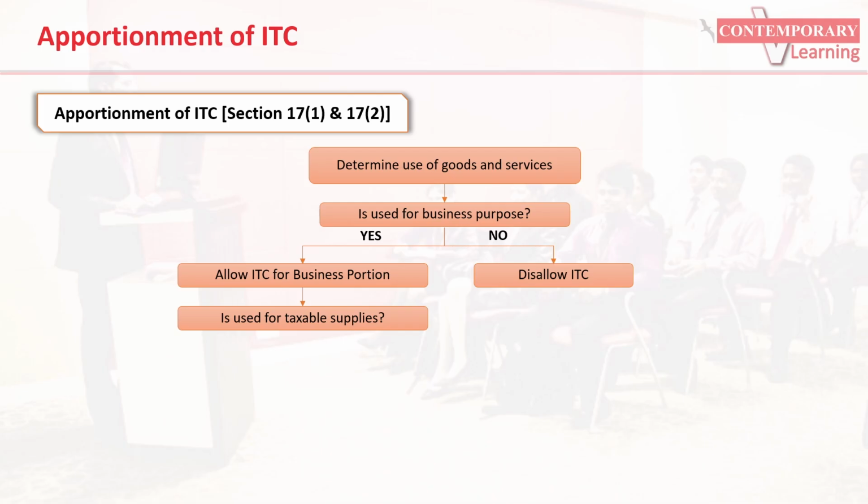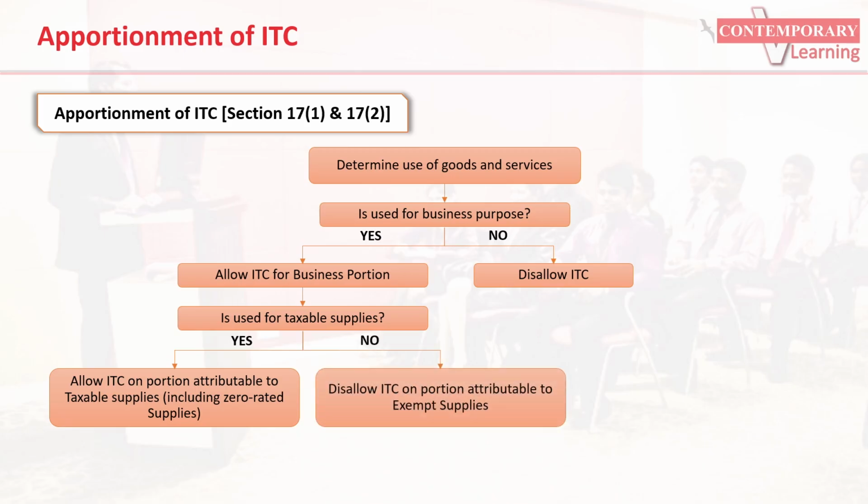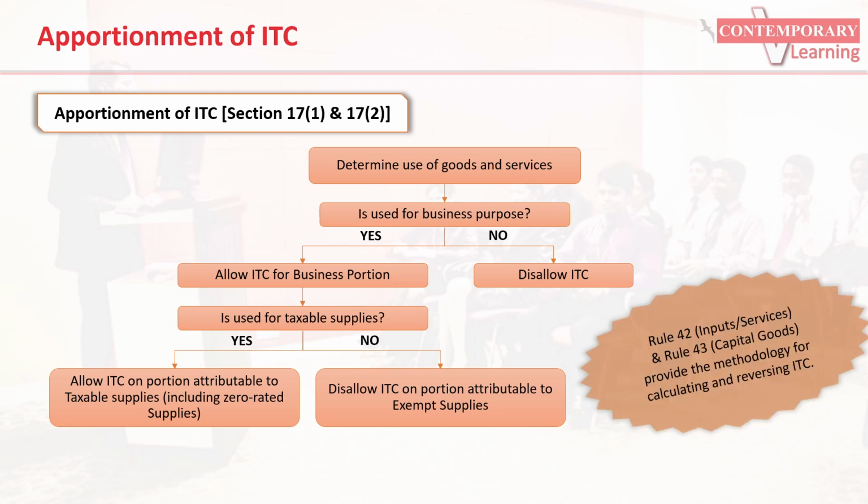Simple enough. However, the complexity arises when your business has mixed supplies, both taxable and exempt. In such cases, you need to apportion the ITC. You can claim ITC only on the portion that's attributable to taxable supplies, including zero-rated supplies like exports. The portion attributable to exempt supplies must be reversed or not claimed. This apportionment requires careful calculation and documentation, which we'll discuss in detail in our advanced sessions.